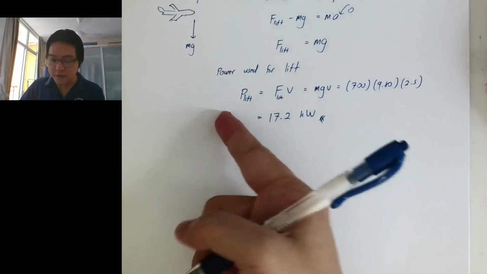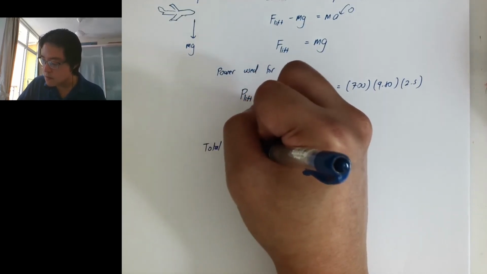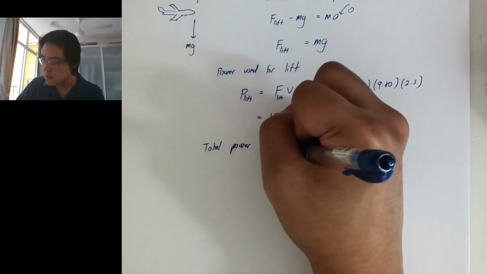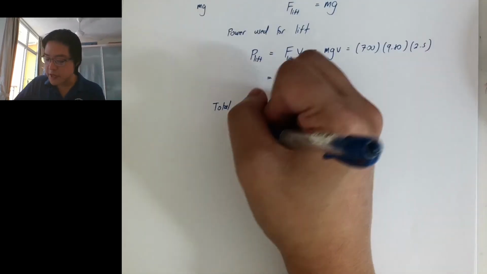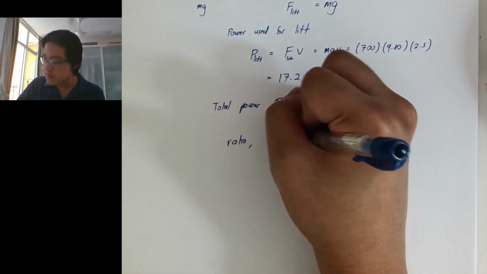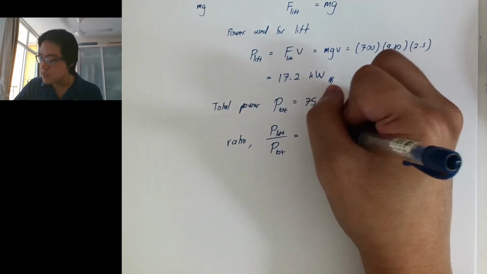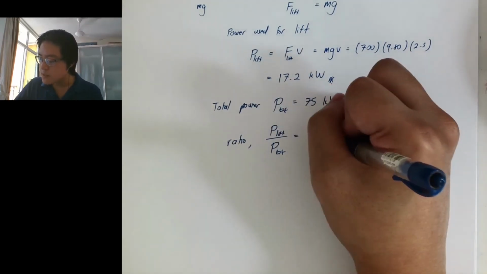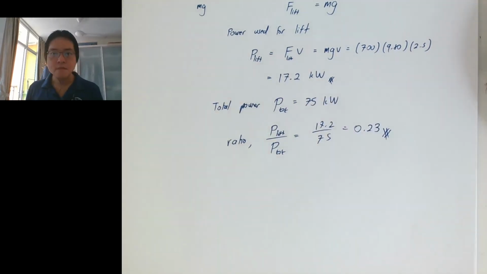Okay, so this is the power used for the lift, but you are given that the total power, P total, is 75 kilowatts. So the ratio is just the power used for lift divided by the total power. So it's just 17.2 over 75, which is 0.23. Just like that. Pretty straightforward.